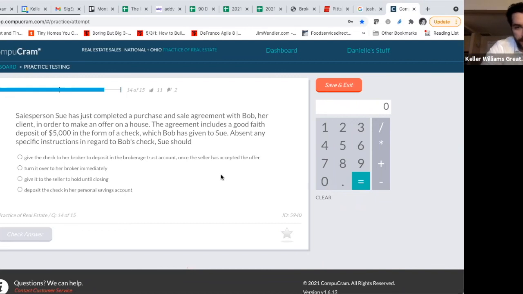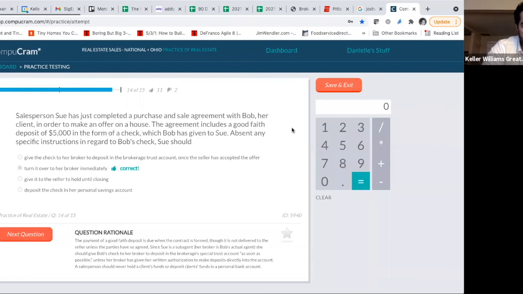All right, seeing a lot of B's go in there, and the answer is B. This money is due when the contract is formed, though it is not delivered to the sellers until both parties agree. So here's the thing to know about earnest money.